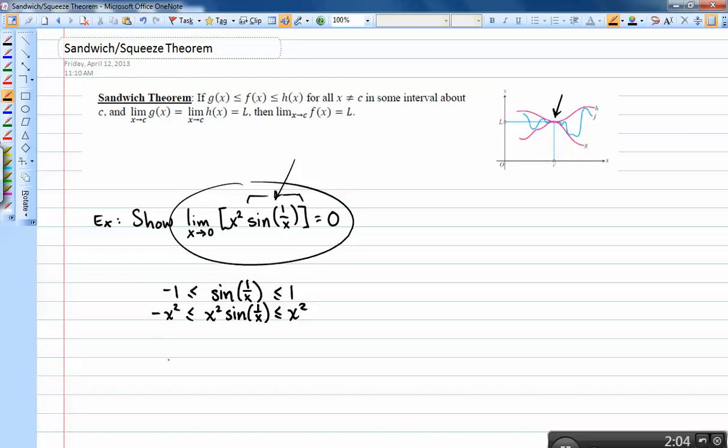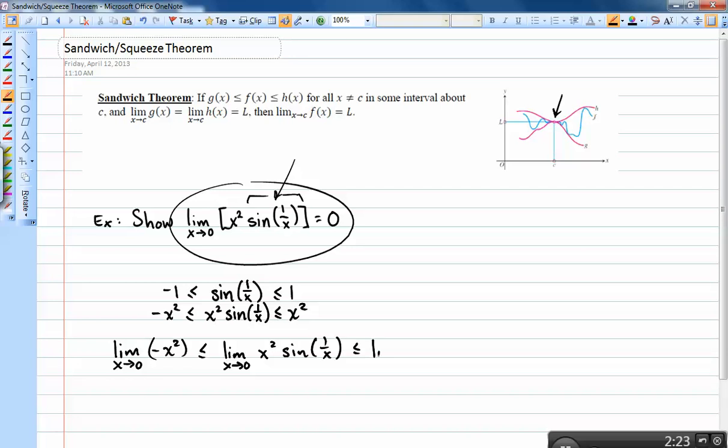Okay, so now if I take the limit as x goes to 0 of this side, let me just write it out rather than say it. This should be true too. The limit should all be the same there because the middle function is always between the other two. So these limits on the end are easy to figure out. The limit on the left side is going to be 0. The limit on the right side is going to be 0.